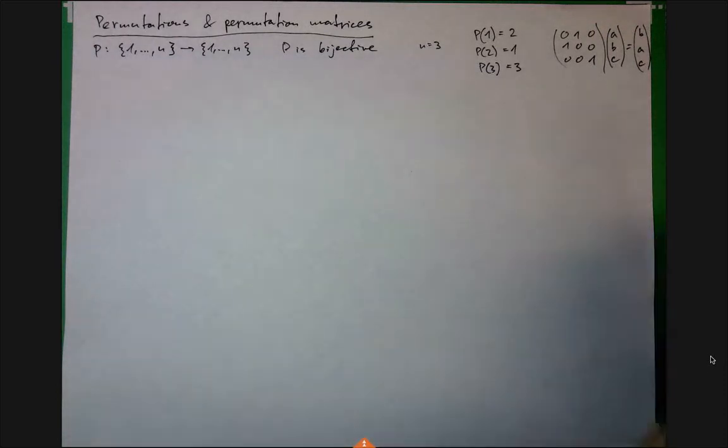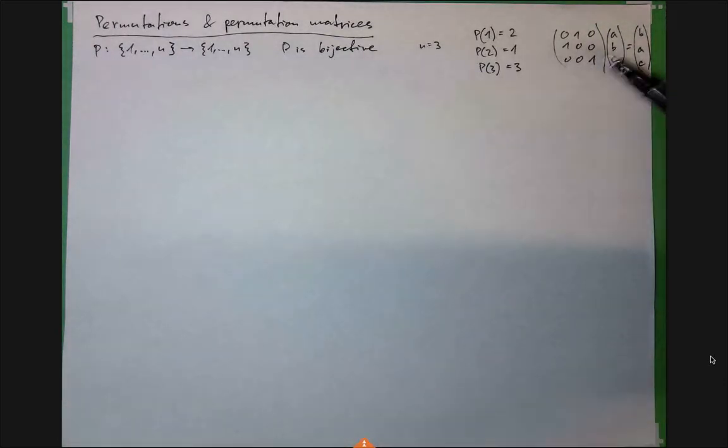So, determinants of permutations. How we define permutation matrices is that they are binary matrices. They only have 0s and 1s, and in every row and column, there is exactly one 1.